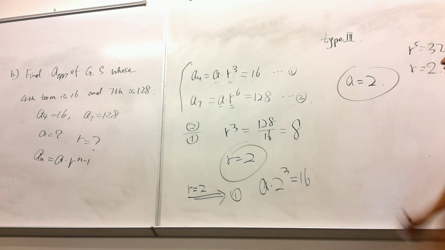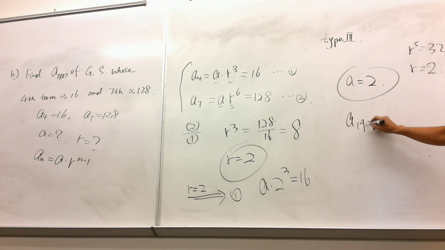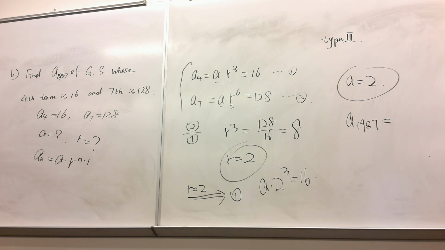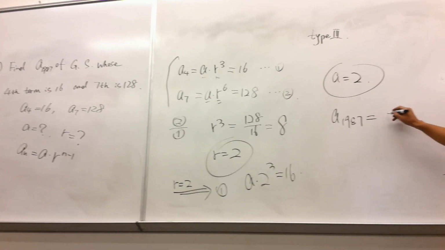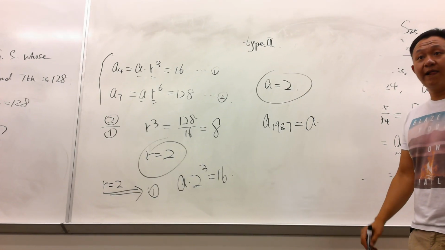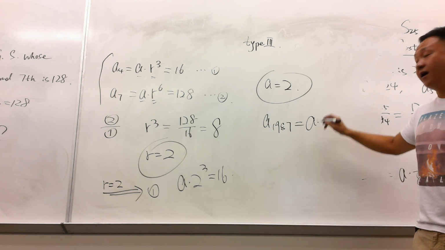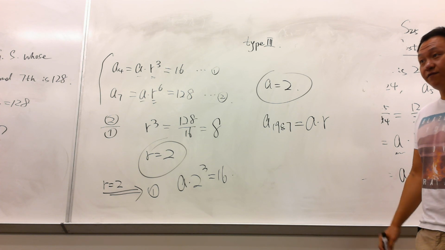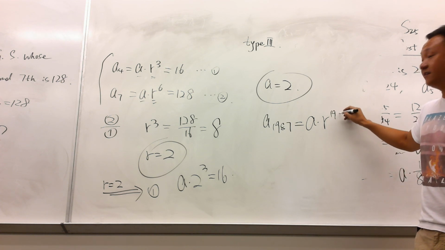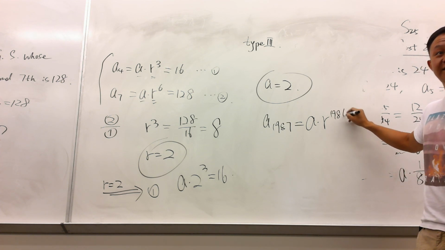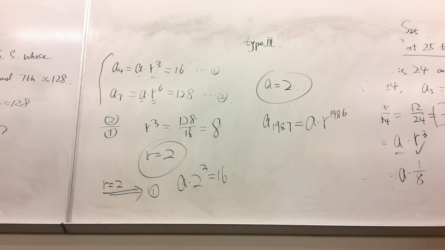All right, so namely, A to the 1987 equals what, guys? I was not joking, okay? We are looking for A of 1987. It equals A times R to the power of 1986, okay?